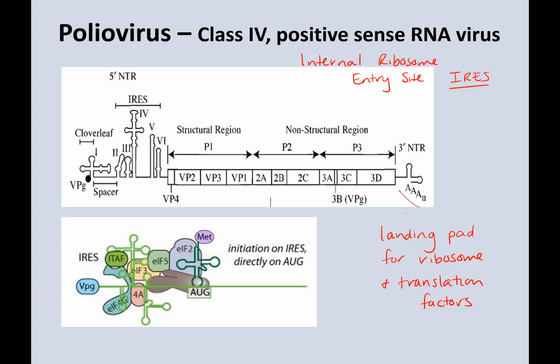Okay, so poliovirus does have a small polyA tail, and it has a cap, but it's a protein cap. But that's not necessary for translation. This is more for stability of the viral RNA. So what this structure does is recruit the eukaryotic translation initiation factors, and then it recruits the ribosome, and the ribosome binds right onto the AUG and starts translation. Now, poliovirus is a positive sense RNA virus.